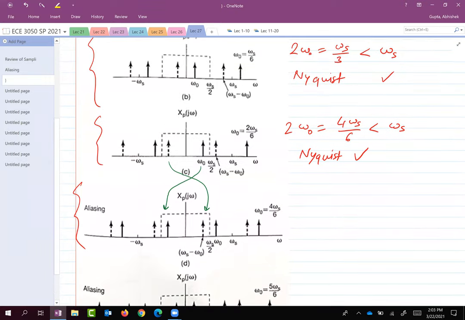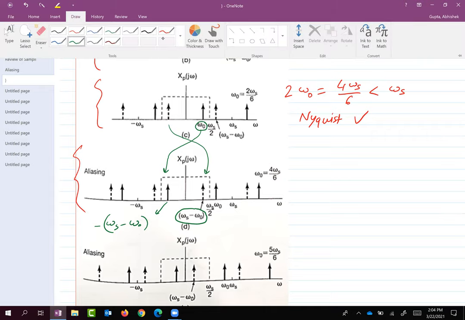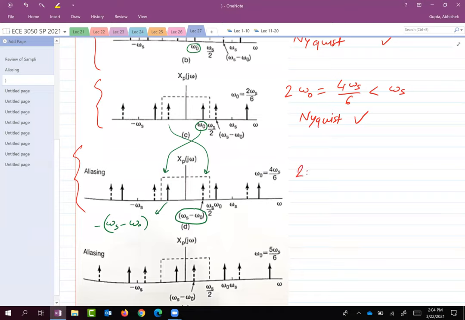Moreover, in part B, you had omega naught. This was also omega naught. Now here, look at this number. This is omega s minus omega naught on this side, and this would be minus omega s minus omega naught. Okay, that's what Xp of j omega will look like. And in this case, 2 omega naught equals 8 omega s over 6, which is greater than omega s. So the Nyquist rate is not satisfied.